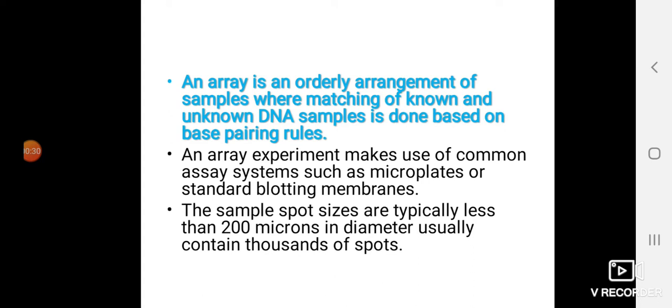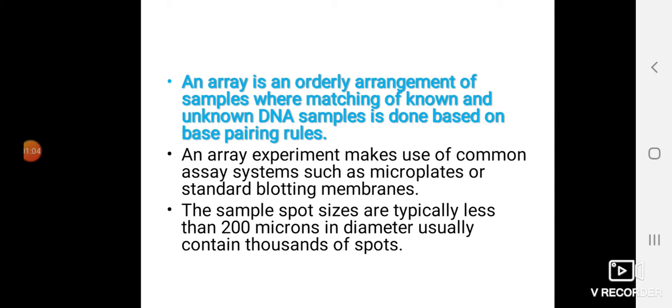So, an array is an orderly arrangement of the samples where matching of known and unknown DNA samples is done based on the base pairing rules. So, here mainly it is nothing but a simple hybridization experiment, you can say. But the only thing is, here hybridization is not going to be done for only a few genes. Here the hybridization is going to be done for a large number of samples at a time.